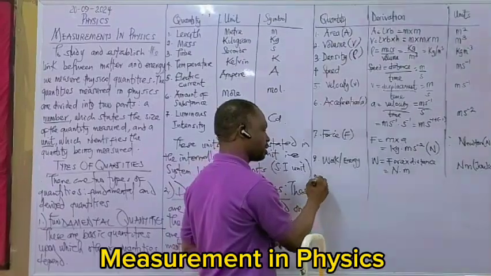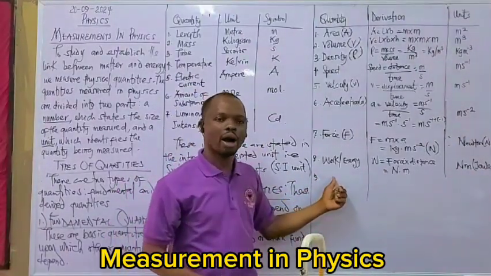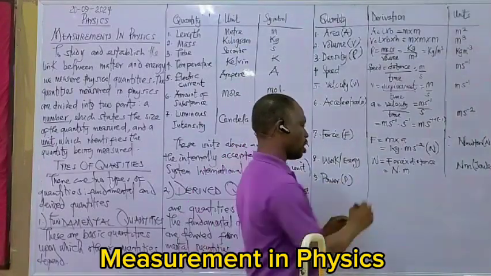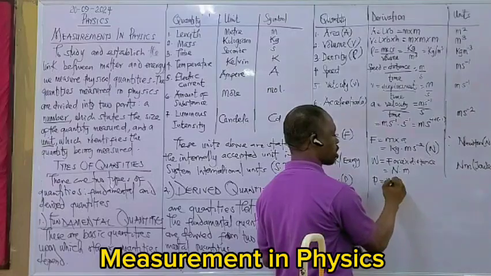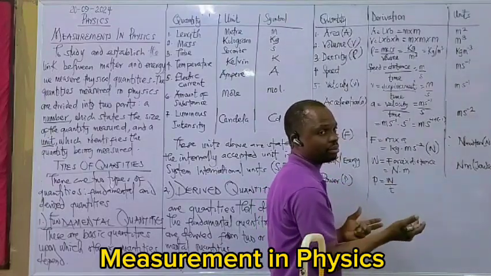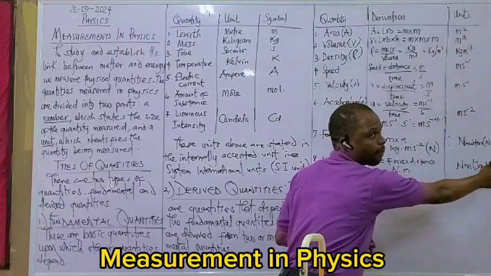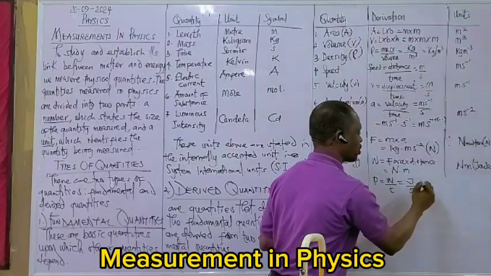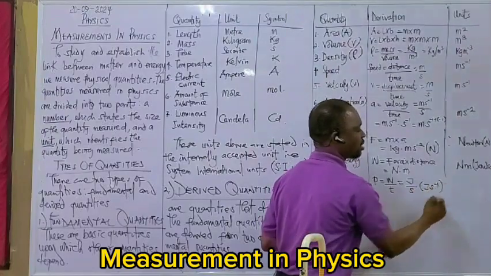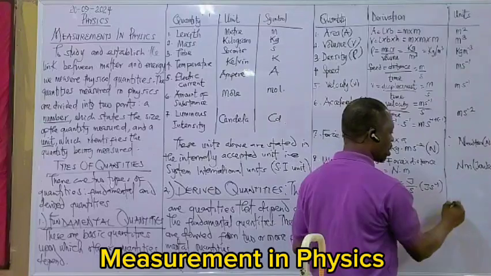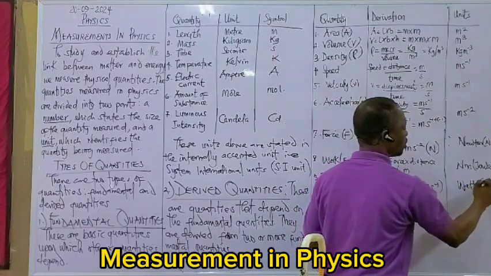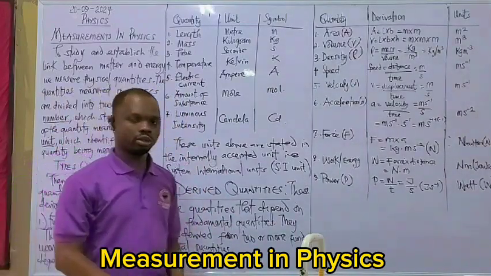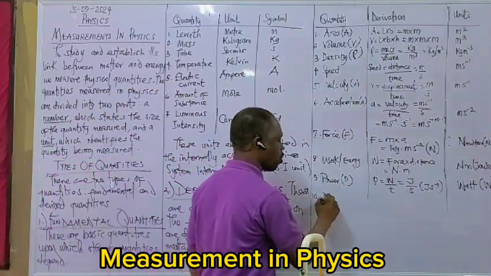The next one is power. Power P equals what? Work done over time, or energy over time. What is work done? Joules, right? What is time? Second. So this is joule per second. This joule per second is what we call the watt, W. Are you following? Now, we also have other ones like momentum.